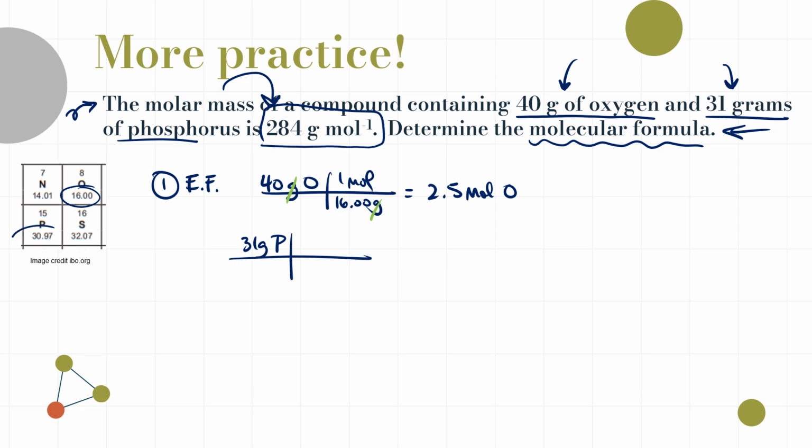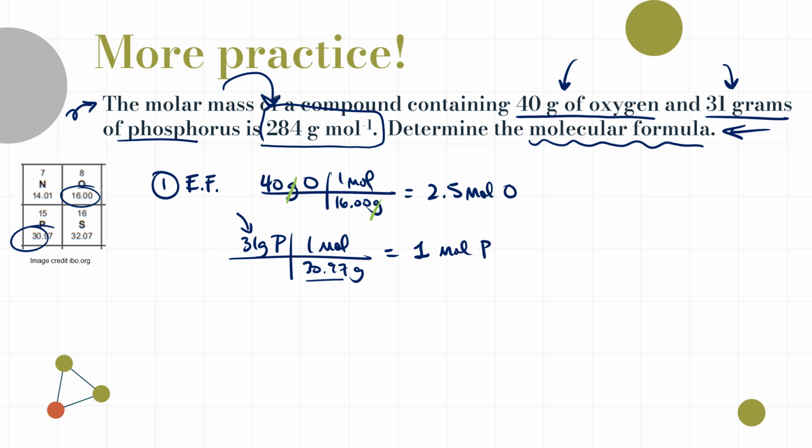Its molar mass is 30.97 grams per mole. I'm not going to use my calculator, friends, because we're going to round this number anyhow. And I noticed that 31 and 30.97 are almost the same. So we're going to get 1 mole of phosphorus.